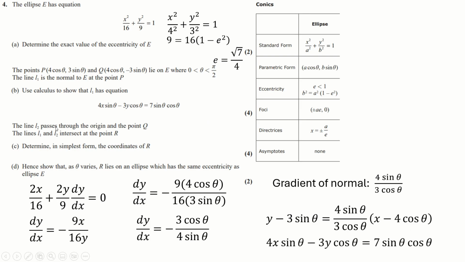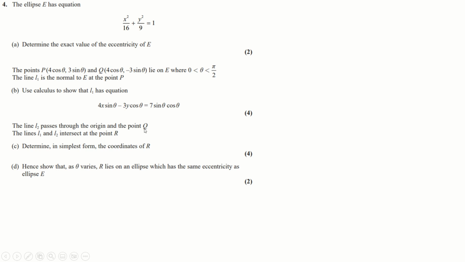If you verify it yourselves, this definitely turns into this, which is what they wanted you to get. The line L2 passes through the origin and point Q. Well, that's actually quite simple. That just means it's this equation. It has a 0 y-intercept, and the gradient is just going to be this over that. So that's easy. That's just the line L2.